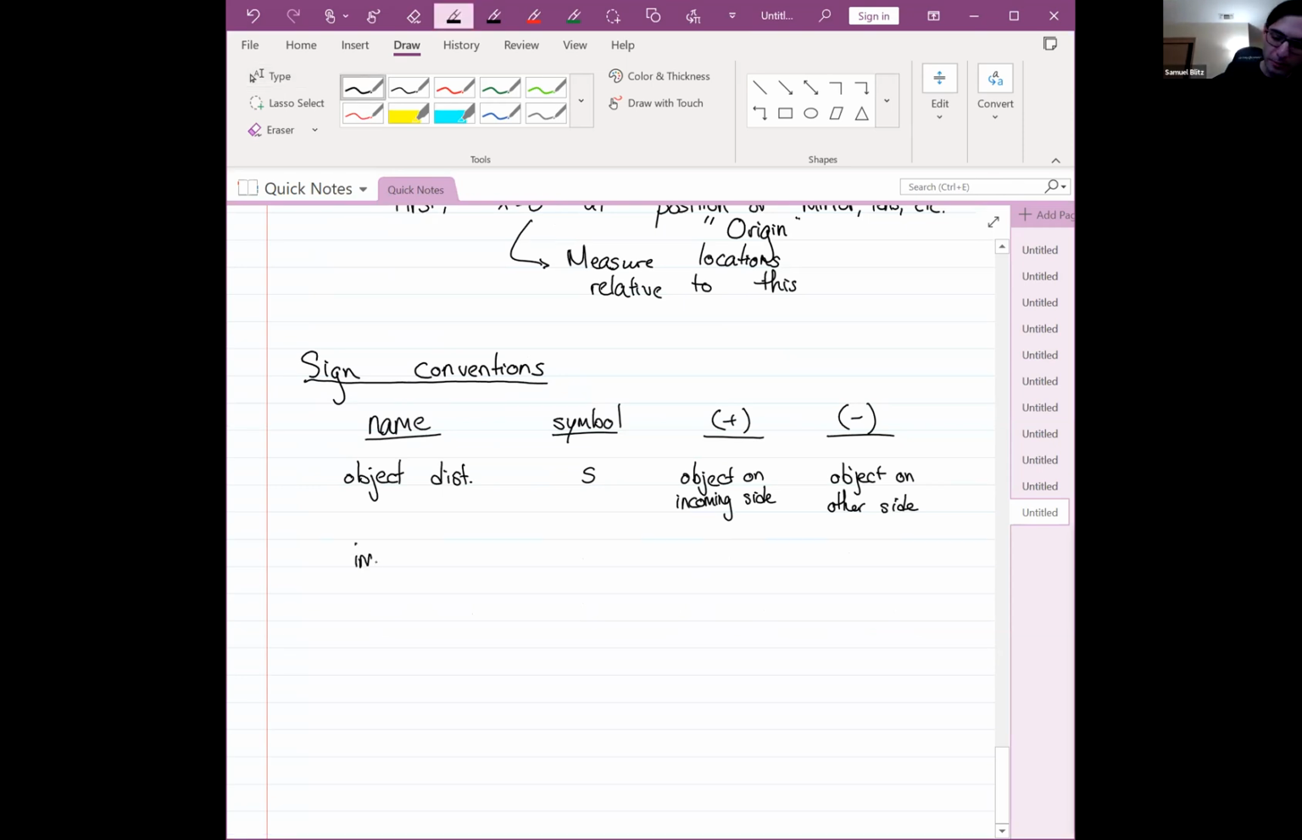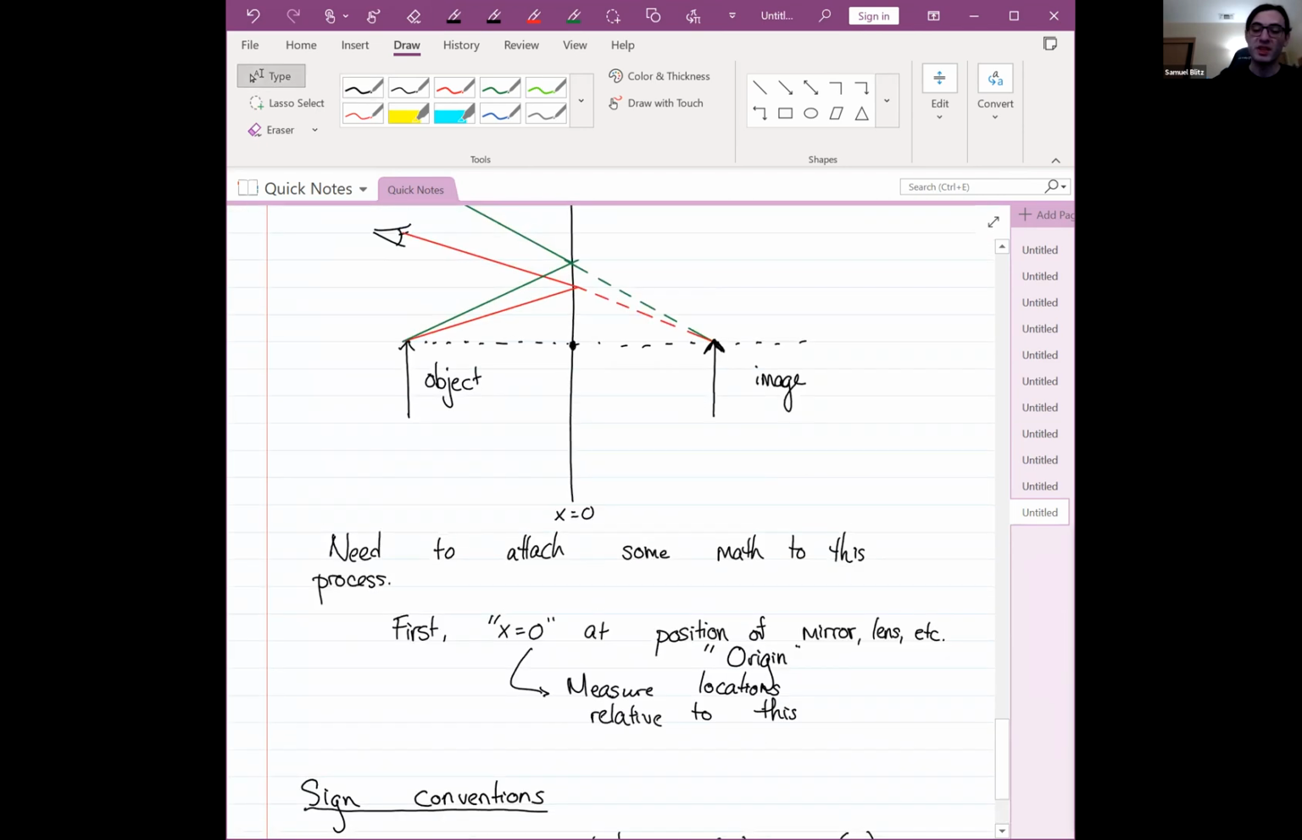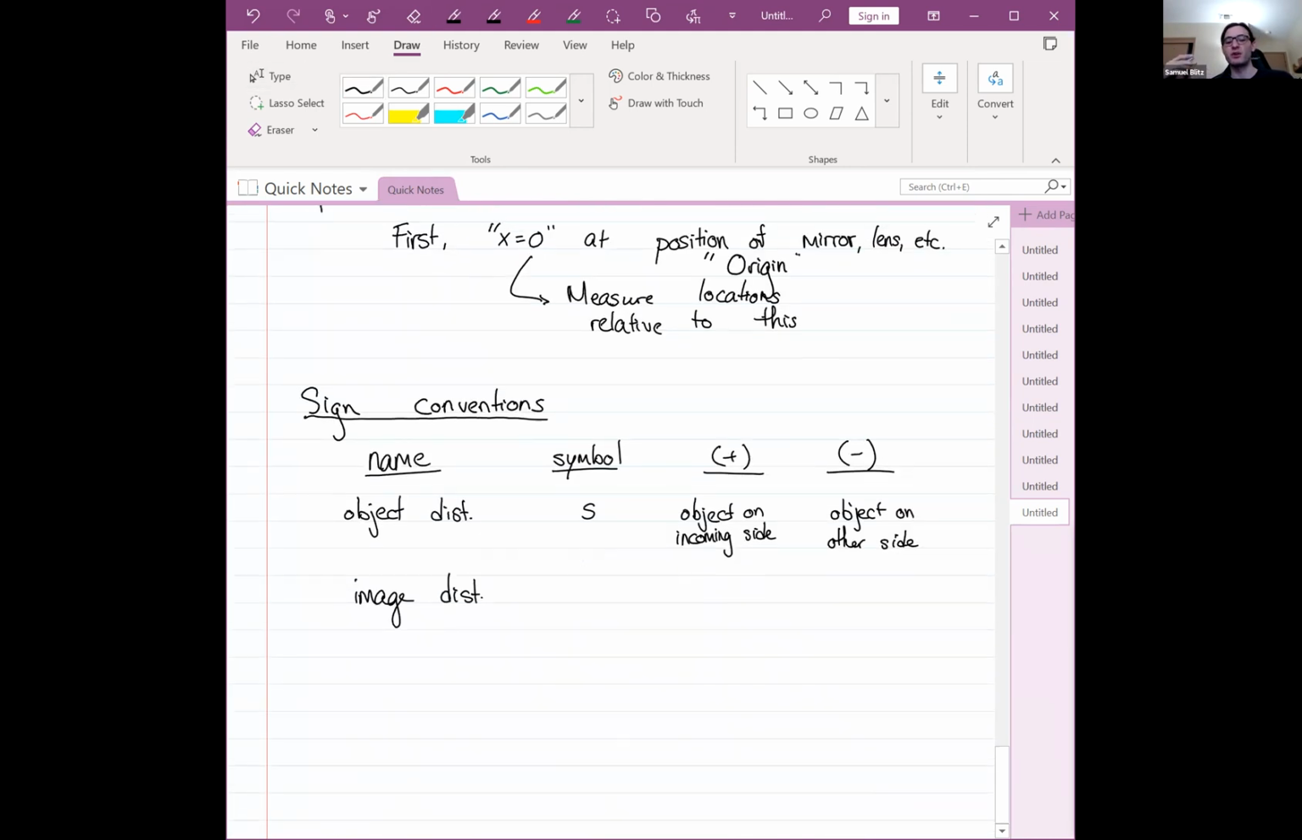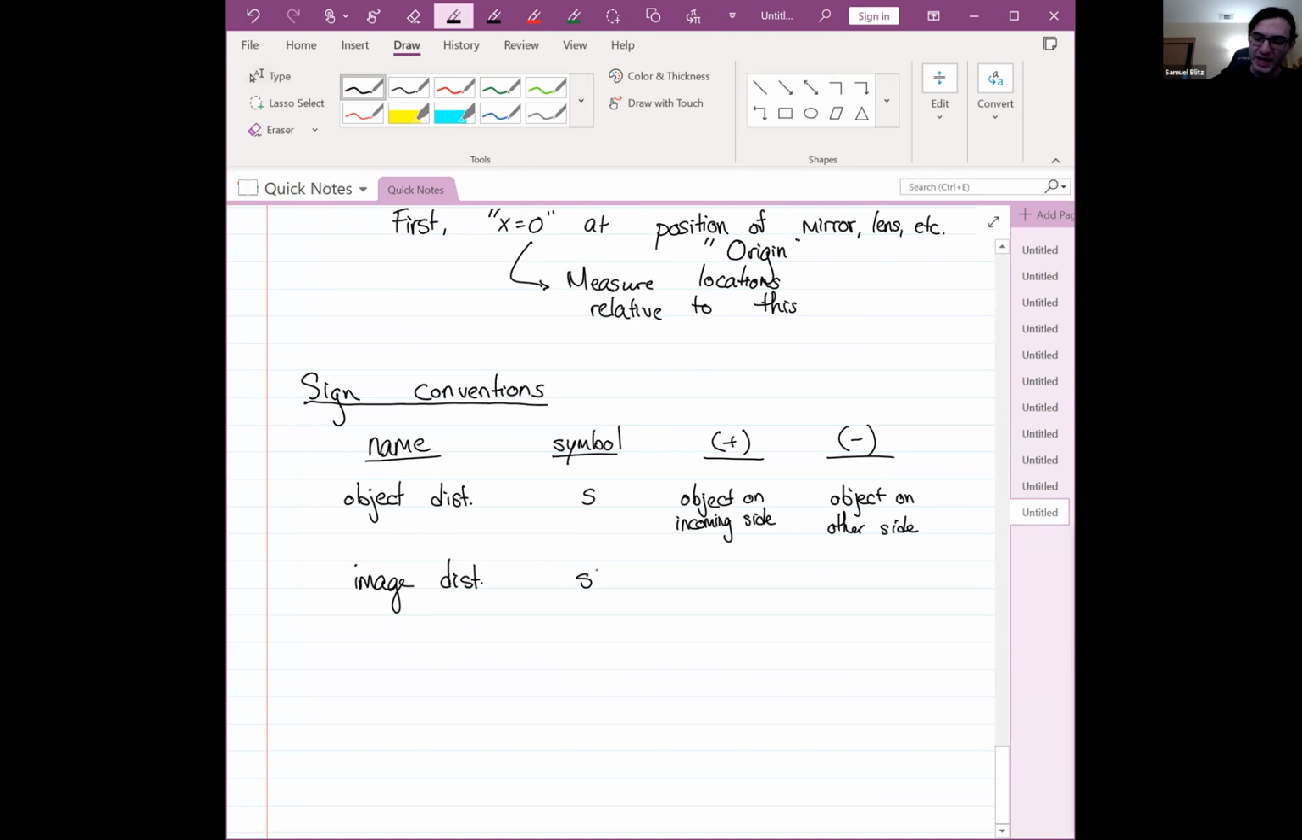The other quantity that we would want to describe is the image distance. How far is the image from this central point? Well, it's some distance away. In this case, it's the same distance, but it's on a different side. So we need to convey that using sign conventions. The symbol we use is s prime, and we say it's positive when the image is on the outgoing side, and it's negative when the image is on the other side. We say it's negative when it's not positive, basically, which is to say if the image is not on the outgoing side, then it's negative, and if the image is on the outgoing side, then it's positive.